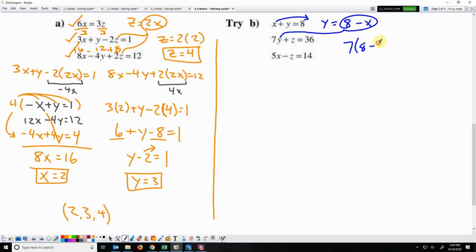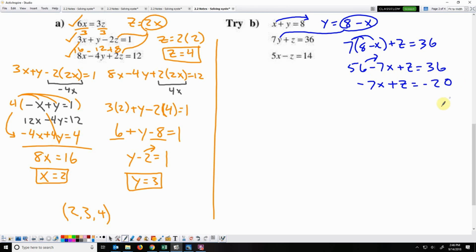7 times 8 minus x plus z equals 36. Not sure why that happened. Let's go back. That's better. All right, now distribute. 56 minus 7x plus z equals 36. Move that 56 over by subtracting. Negative 7x plus z equals 36 minus 56 is negative 20.